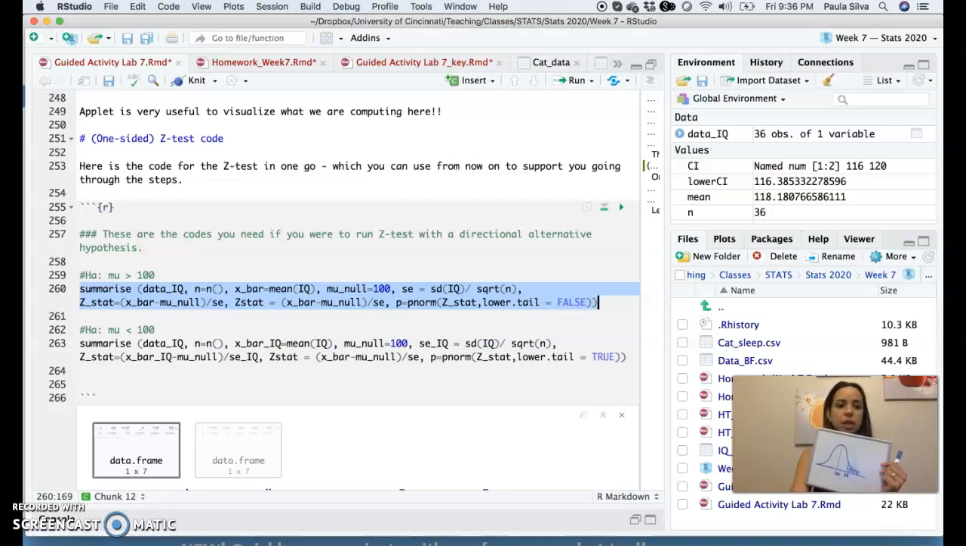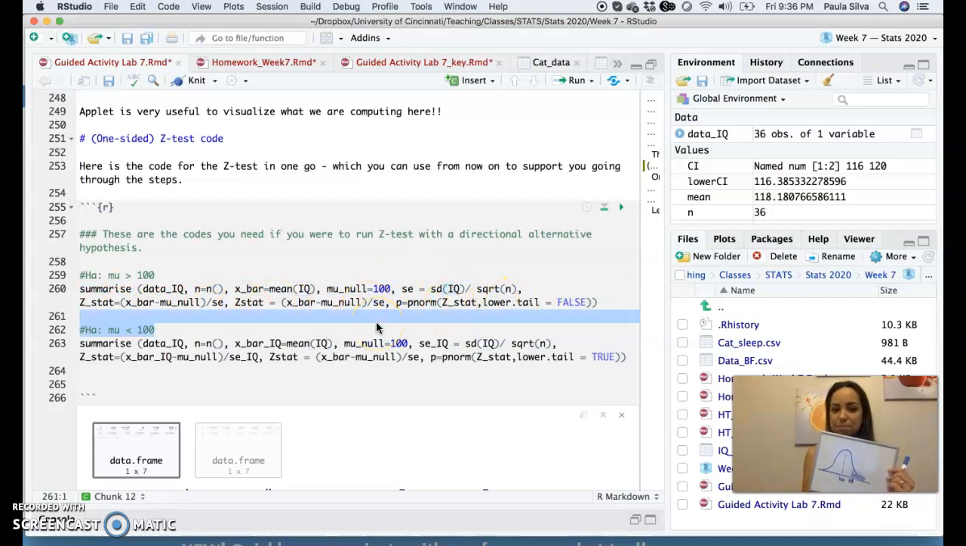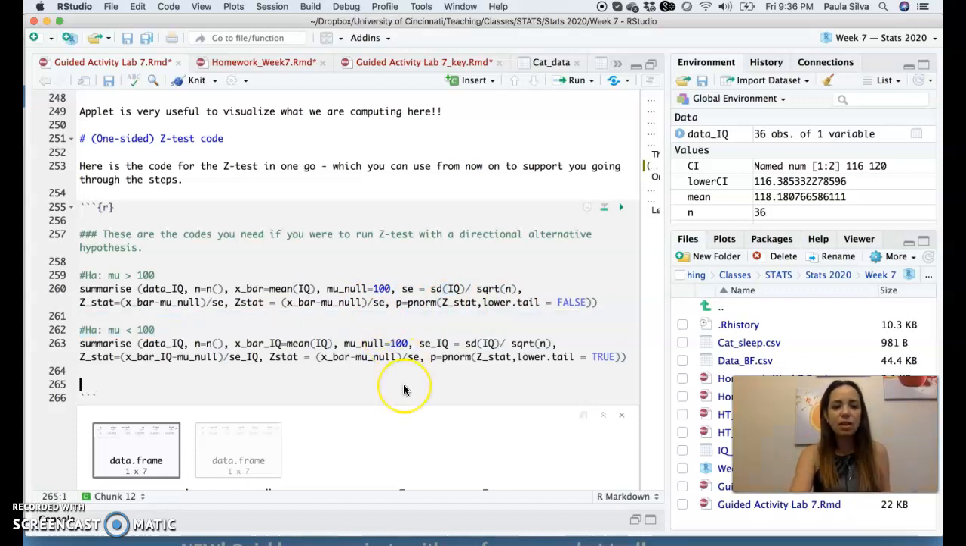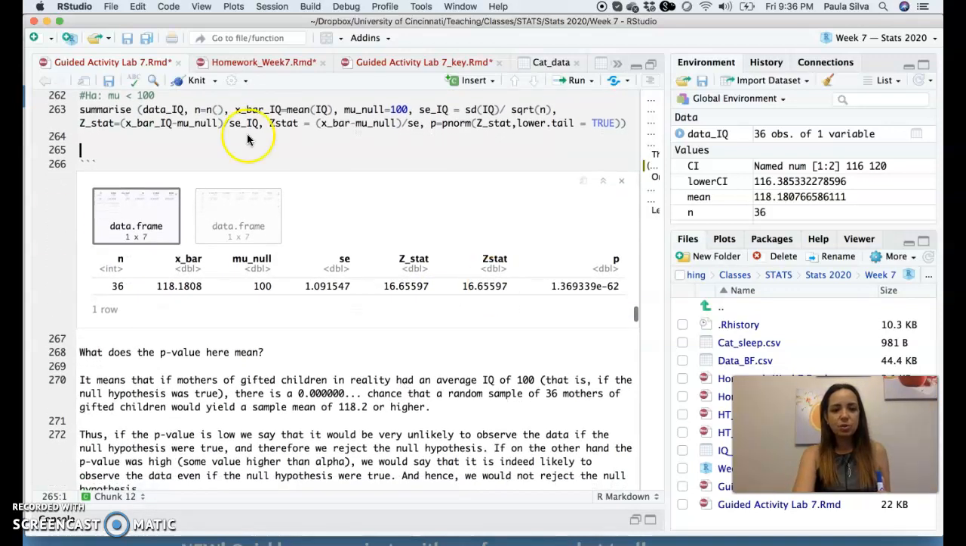For example, if you're using a different data set, this needs to change. If the null value of the mean that you expect is not 100, but is 20, 30, or 0, then you change this piece, right? Every place that shows the name of the variable, you have to change. The rest is all the same. And you will practice using this particular code and modifying it in a little bit. All right, so here's our table.